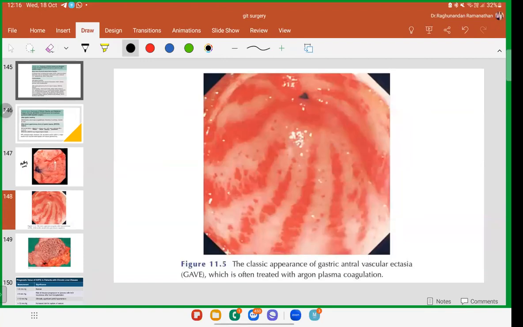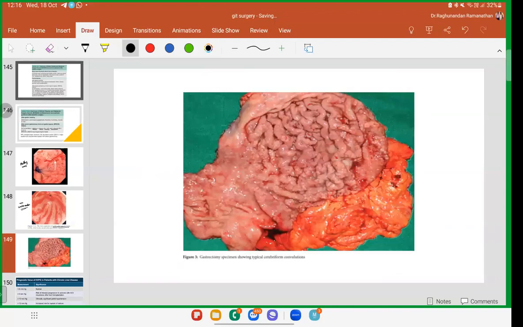Can you see this? What does this look like? This looks like a watermelon. Okay, this looks like watermelon. So we call it watermelon stomach, seen in gastric antral vascular ectasia. And what is this? This is the gastrectomy specimen with a cerebriform convolution. This is your Menetrier disease. This is going to be Menetrier disease which you need to understand.